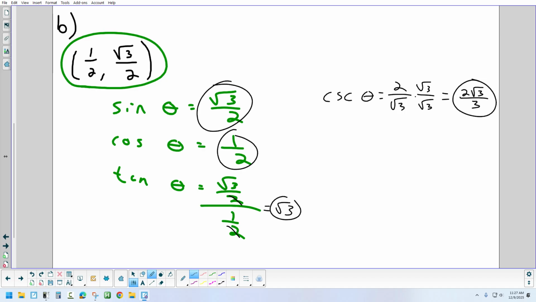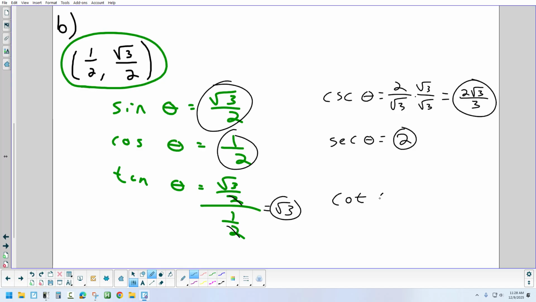All right. Let's do the secant. Okay, what's the secant of our angle going to be? How about 2? Yeah, 2. Just take the cosine and flip it. This time, because the cosine didn't have a root in it, when you flip it, you don't have to deal with any roots.